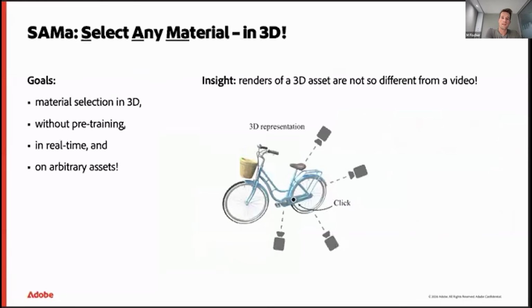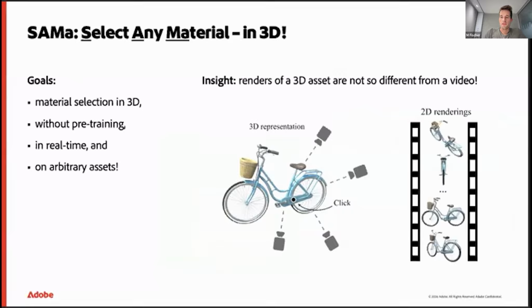So in SAMA, we set out to fix this. We want to have 3D consistent material selection without pre-training in real time and on arbitrary 3D assets, Gaussians, NURBS, meshes. And the idea we had, or the insight of the paper, was that actually a 3D asset, if you render it from a bunch of cameras, if you render it out into different views, is not so different from a video, right? And we have good video selection models, for example, SAM2. So maybe we can use one of those to get our 3D selection more consistent.